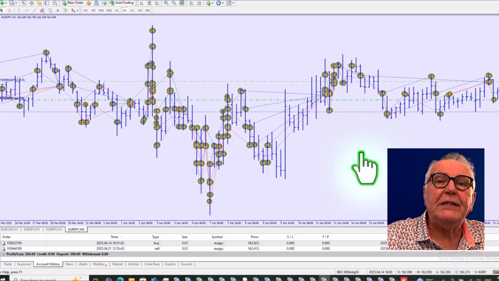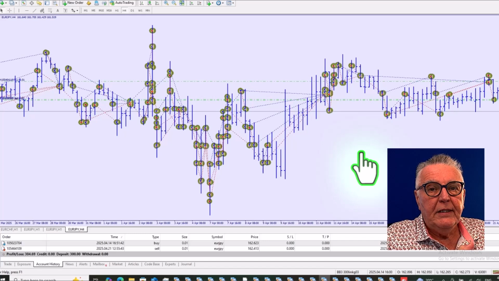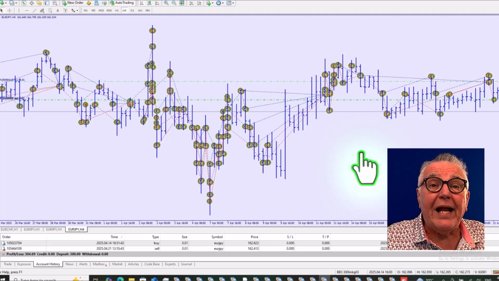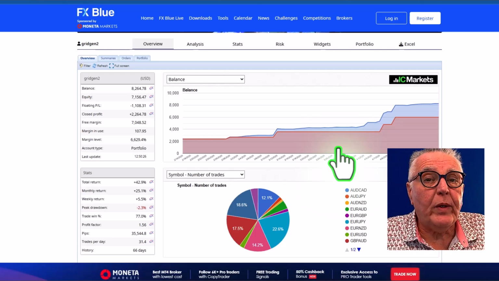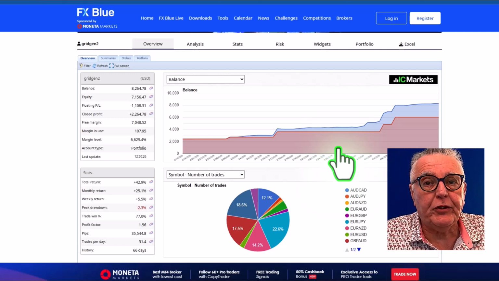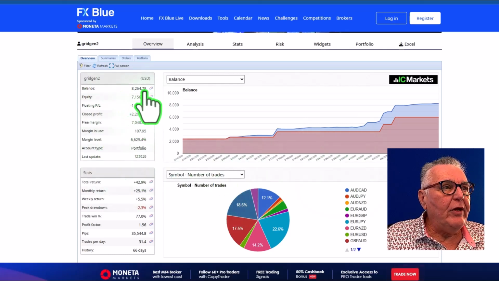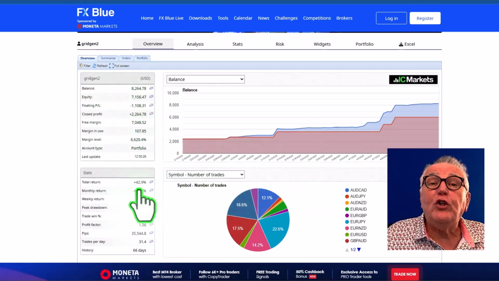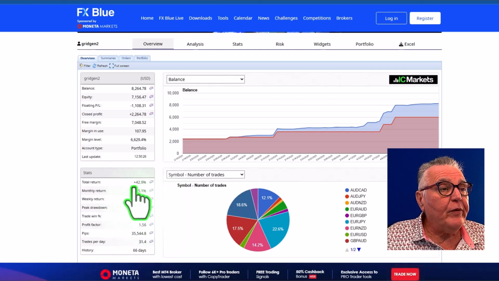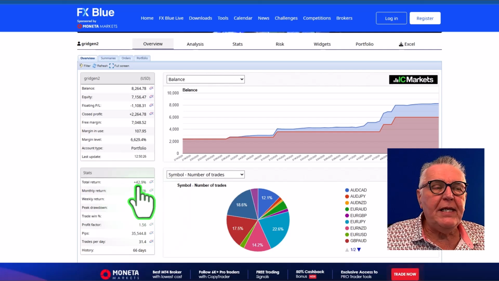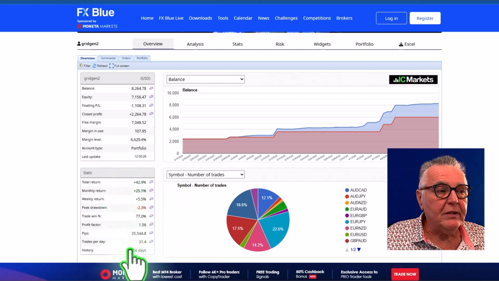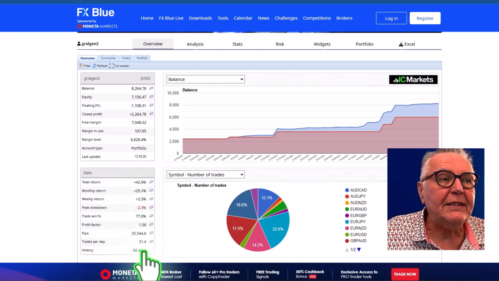The grid increases, and it has these basket closures that make the grid start all over again, in spite of a 900 pip trend. So on your screen, you can see a portfolio that we created of 20 grid trading robots, and there you can see the results. The 20 in total have created a return of 40%. Fantastic, robust EA, if over 20 robots it can produce those kind of results. It has been trading for 66 days.